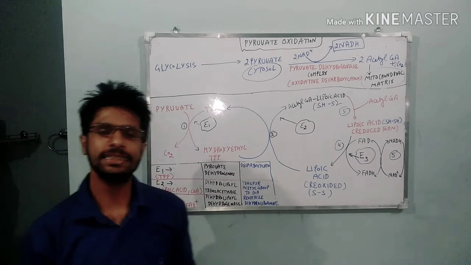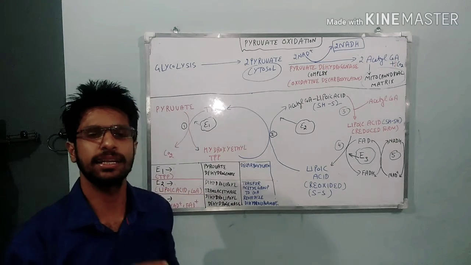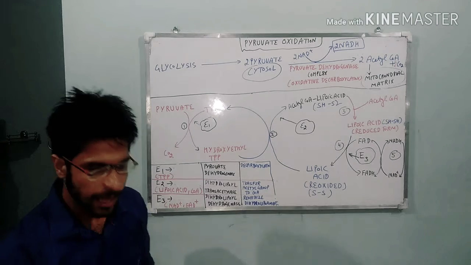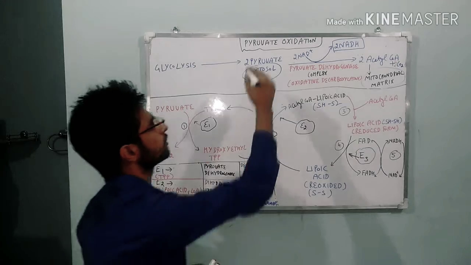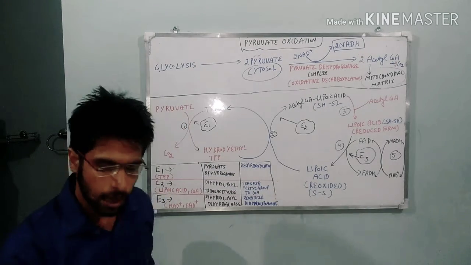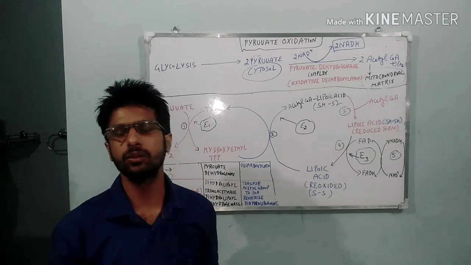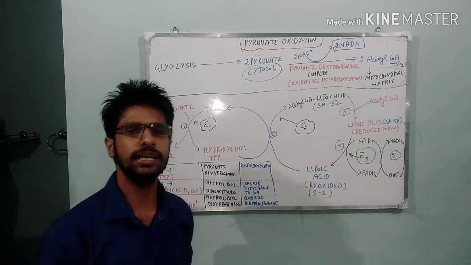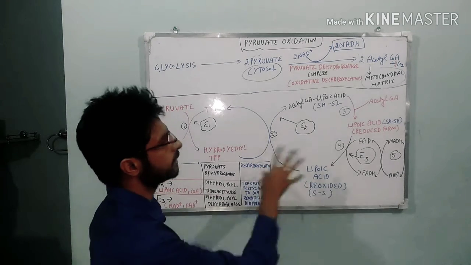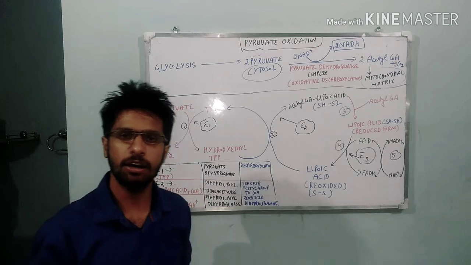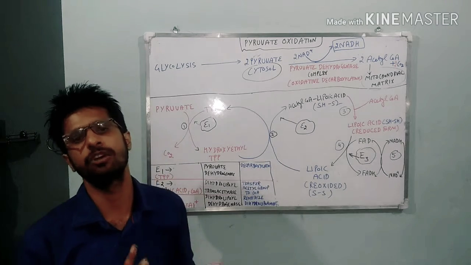Very good morning, friends. In this video, we are going to take the next step after glycolysis. As we know, the product of glycolysis is two pyruvate molecules. Now, the two pyruvate molecules can enter into three main reactions: aerobic respiration, which we are going to see in this video, anaerobic respiration, and fermentation.